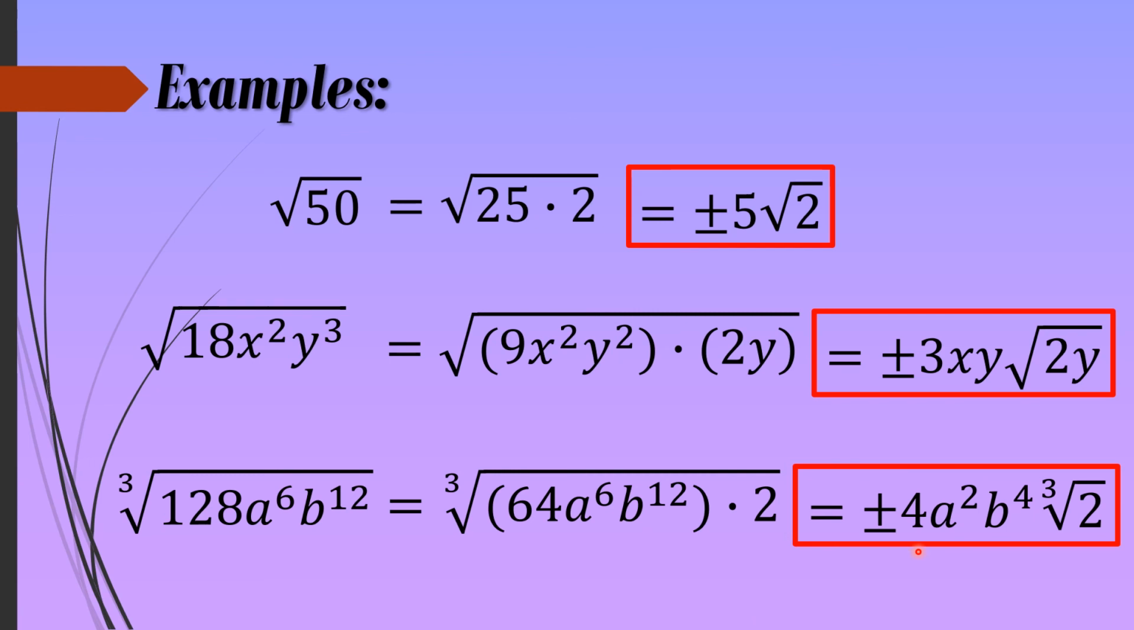It is because 4 times 4 is 16, times 4 is 64, and then a squared times 3 is a to the 6th power. And then b to the 4th power times 3 is b raised to 12. Dinivide lang natin yung 6 sa 3, kaya naging 2 doon. And then 12 divided by 3, kaya naging 4. And then iiwan natin sa radical symbol o sa loob ng radical sign ang 2 since wala siyang perfect square.